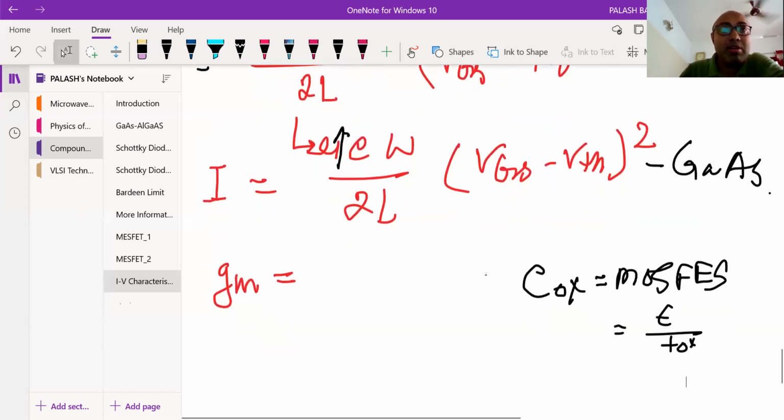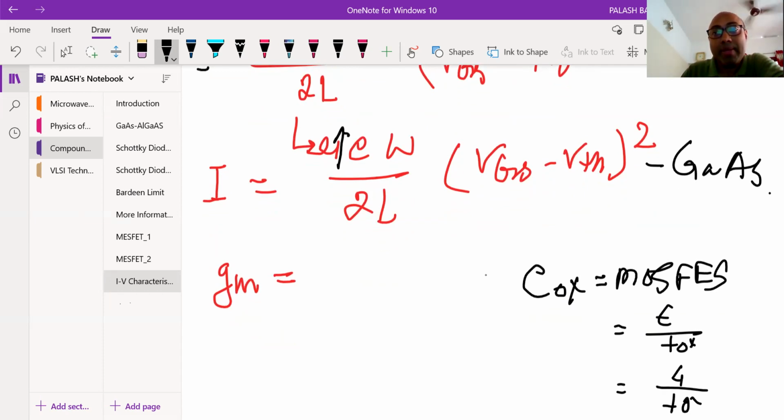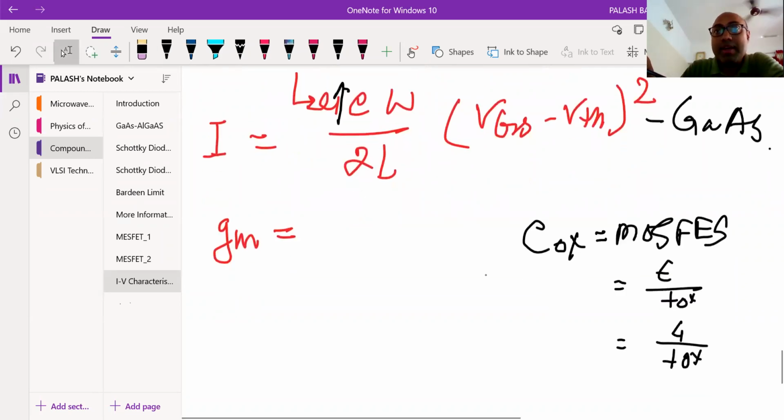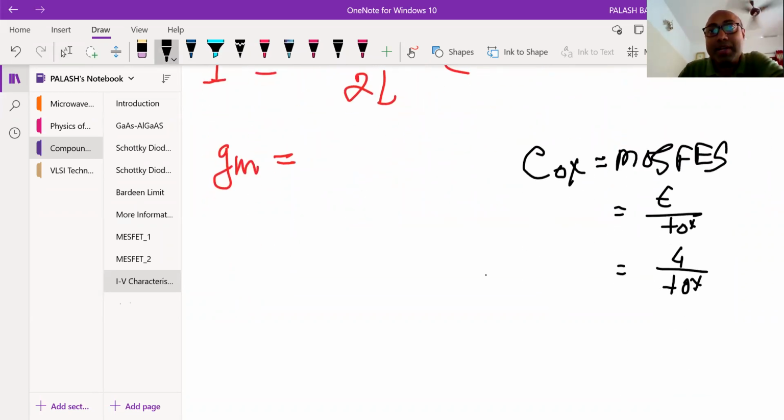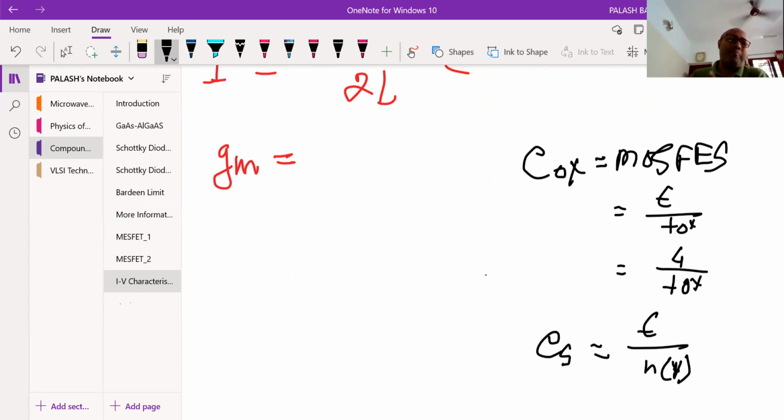And what is the epsilon for silicon dioxide? It is 4, and Tox is equal to thickness. But here this capacitor you are seeing is also epsilon by Hy, right? Hy anyhow is very, very small, like a few nanometers only, right? The depletion layer across Hy is very small.